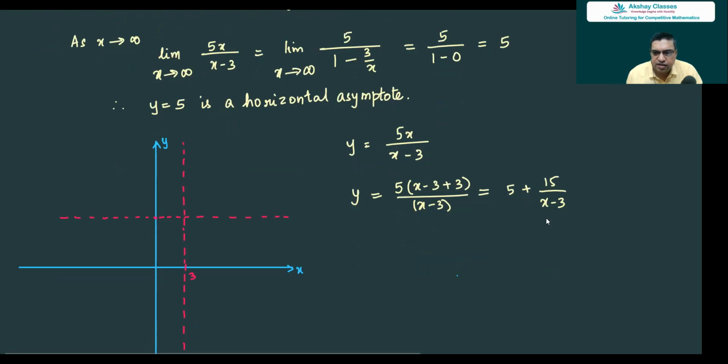So here we see as x tends to infinity, I'll get y going to 5. All right. And as x tends to minus infinity, again, y will go to 5. So that is not an issue. However, when x tends to 3 plus, it goes to plus infinity, and when x tends to 3 minus, it goes to minus infinity. So in fact, the curve will be like this.